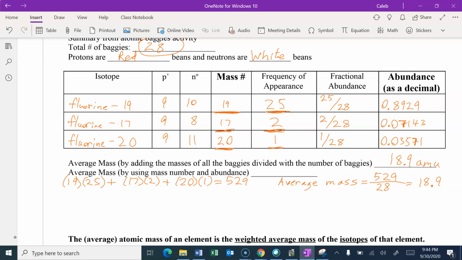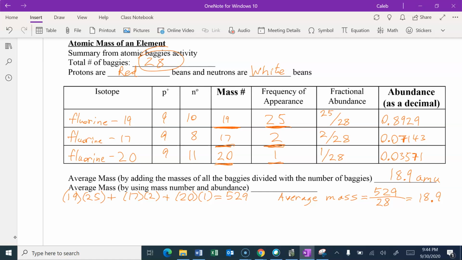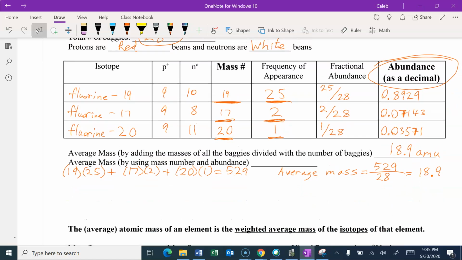The problem is I can't count atoms, and I can't count protons and neutrons. So what we need to do is learn a different way to do an average, a weighted average like this, using the abundance. And I'm just going to show you that you'll get the same answer. Okay, so I'm going to switch colors here. I'm going to use the abundance. I'm going to do abundance multiplied by mass for each of these isotopes, and then I'm going to add them together.